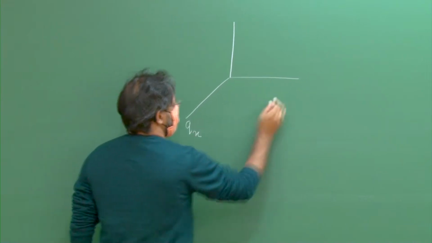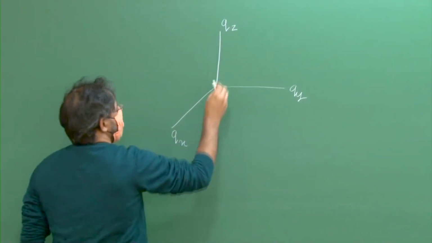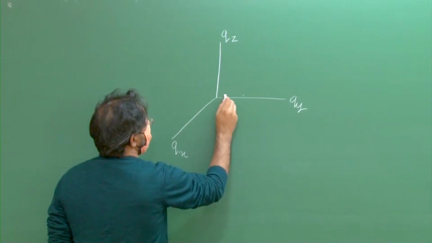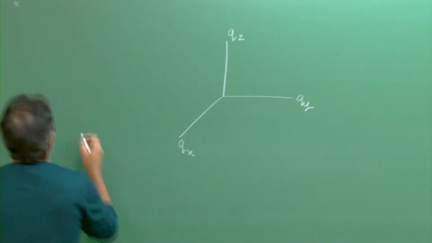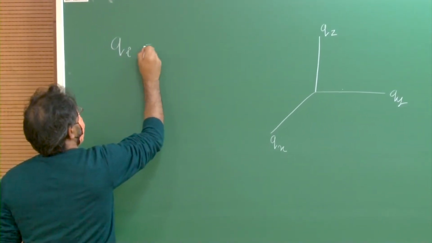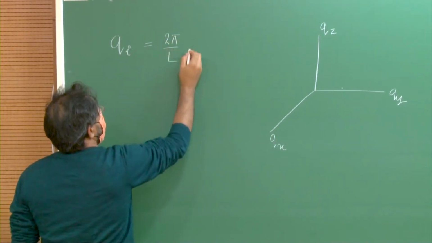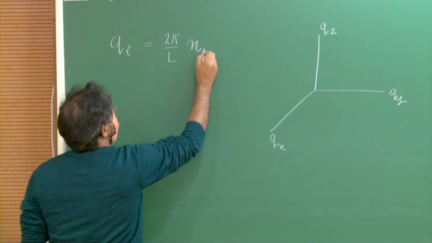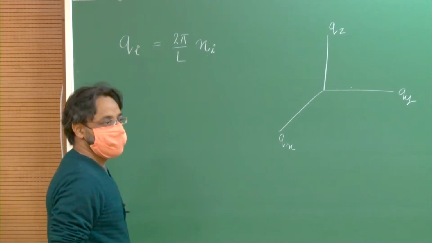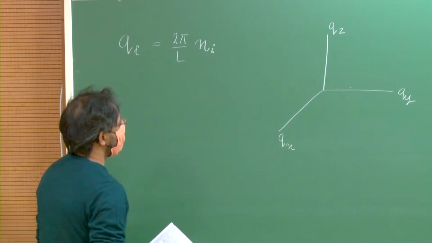So this is your Qx, Qy, and Qz. And by employing periodic boundary conditions, you got the values of these Qi's, and they turned out to be quantized. So Qi, the ith component, is 2 pi by L times Ni, where Ni belongs to a set of integers and L is the length of your sample. So the sample is in the form of a cube of size L cross L cross L.